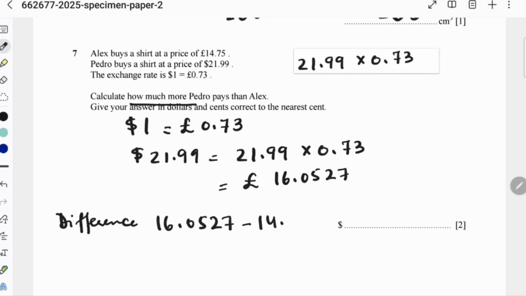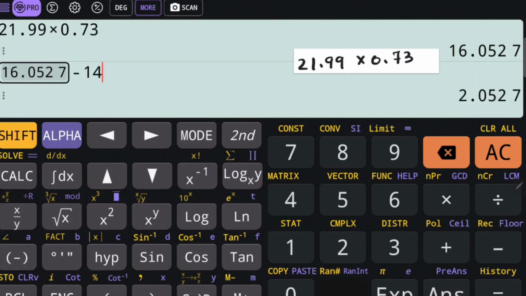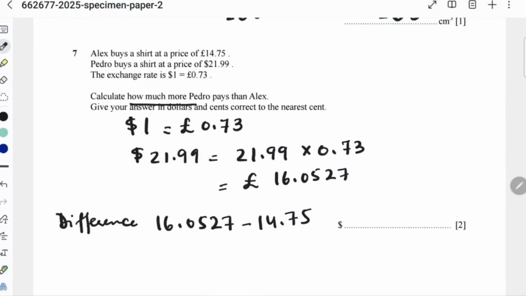16.0527 minus 14.75. Okay, that is coming 1.3027 pounds. Okay, this is the difference coming.